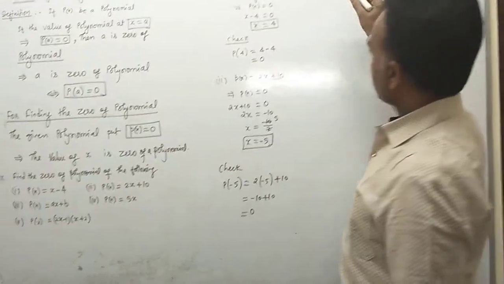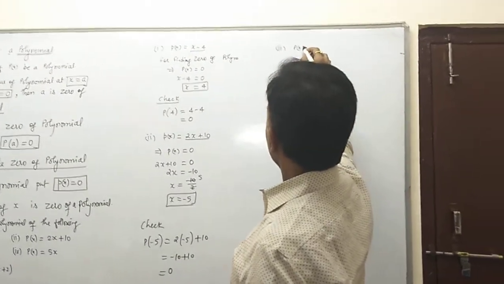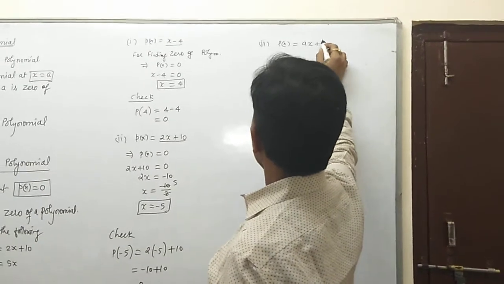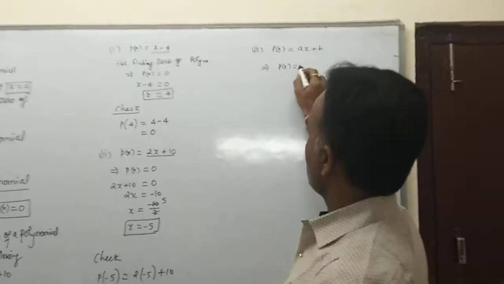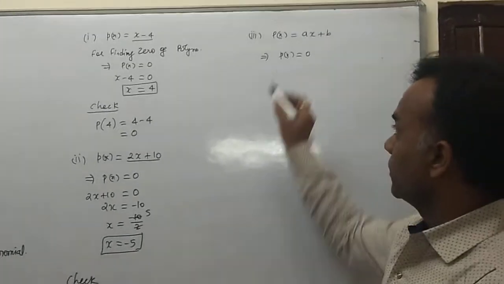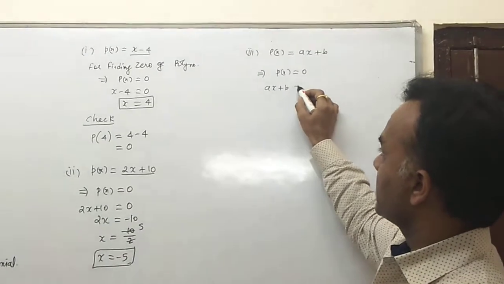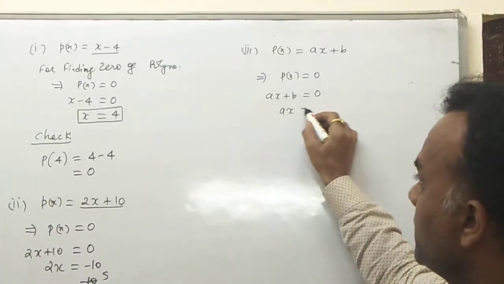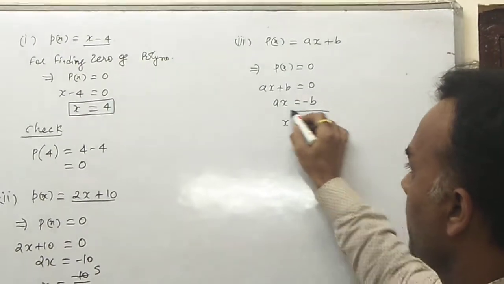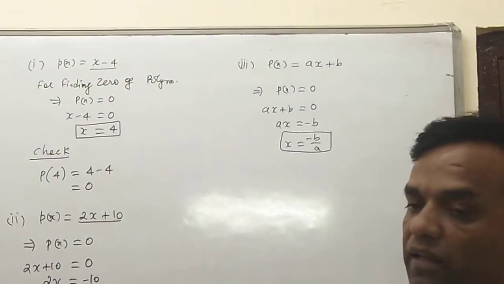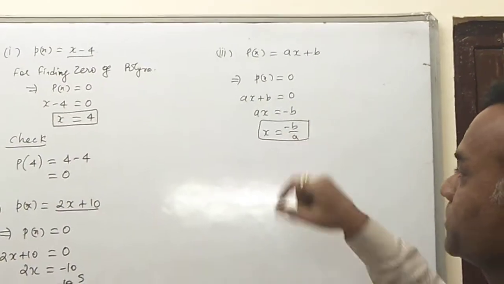Similarly, we have the third part here, p of x equal to ax plus b. The same concept we apply again here, because we are finding the zero of the polynomial, it means you put p of x equal to 0. So p of x is ax plus b equal to 0. Similarly, we have ax equal to minus b, then x equal to minus b by a. Here we consider the general polynomial, and the answer will come in the form of minus b by a.